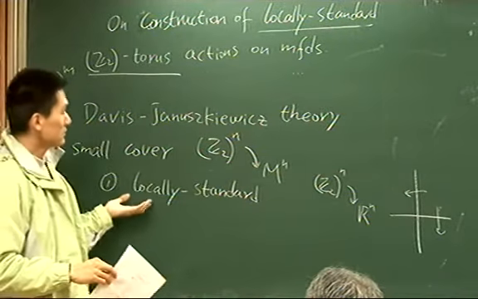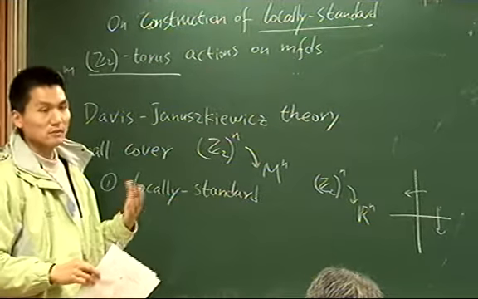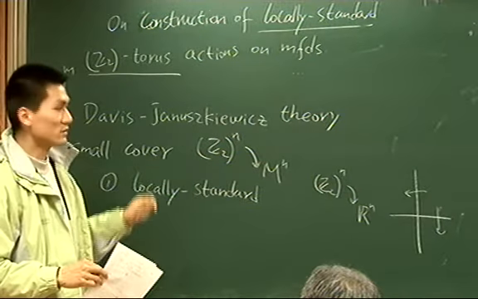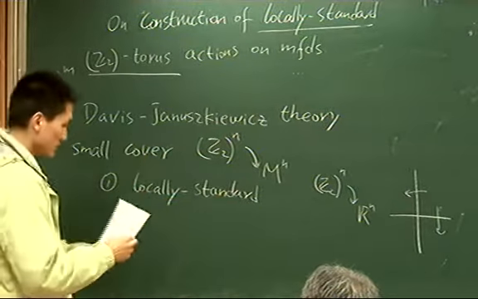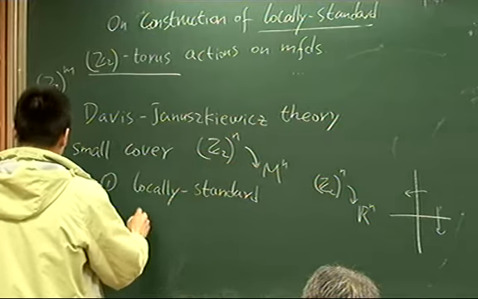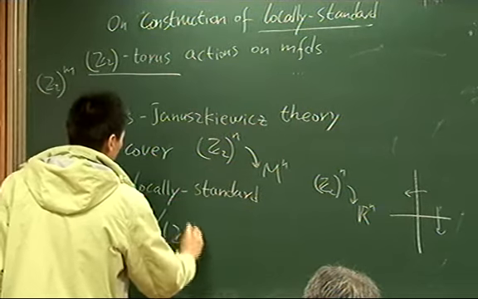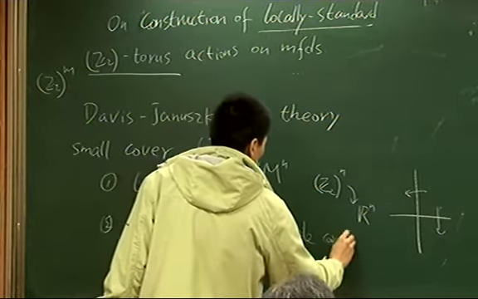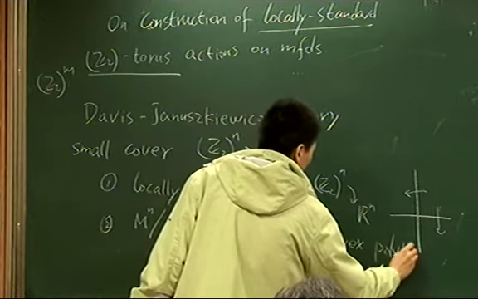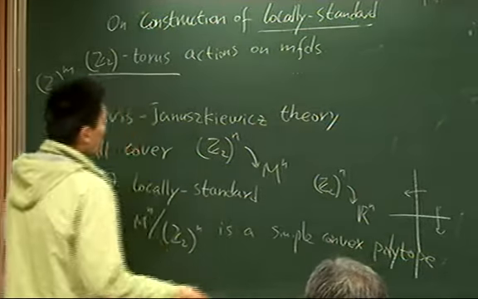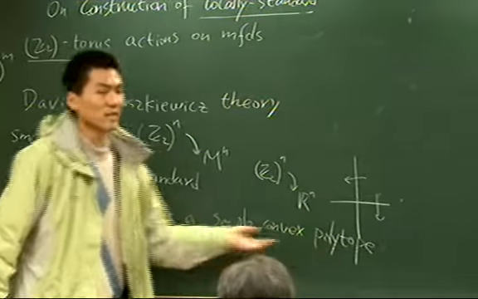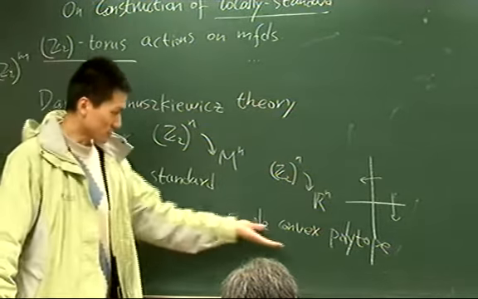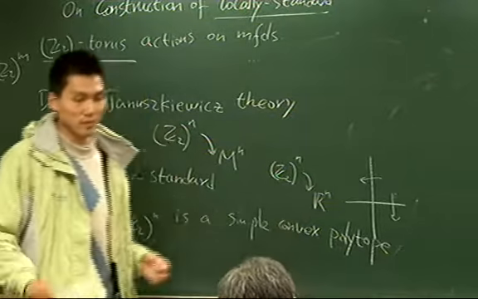So actually, the concept of locally standard includes free actions. We will see, but a small cover is not free. I mean, this action is not free. But actually, the concept itself includes free actions. And another condition is that for a small cover, the orbit space is a simple convex polytope. And because of this property, much of the topological information of M can be read directly from the combinatorics of the simple polytope.